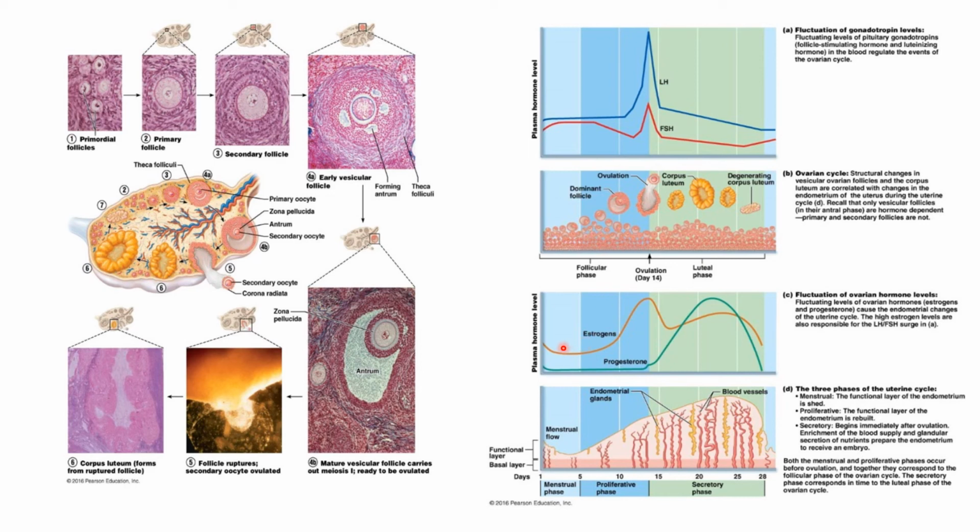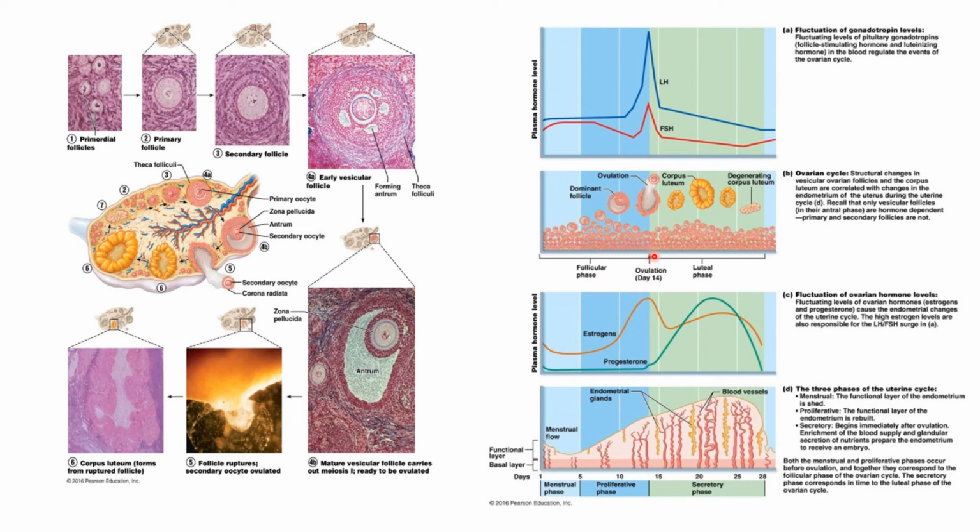So you can see right here that during the follicular phase, the estrogen level is starting to increase and increase furthermore. That's because those dominant follicles, those granulosa cells, are actually releasing estrogen in the plasma.